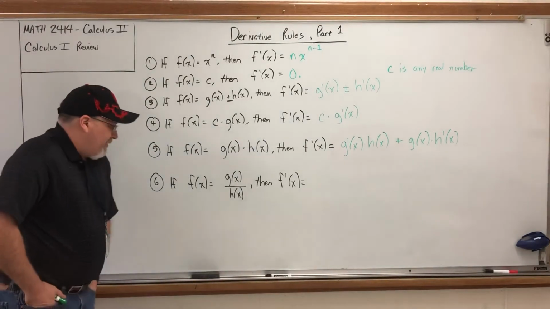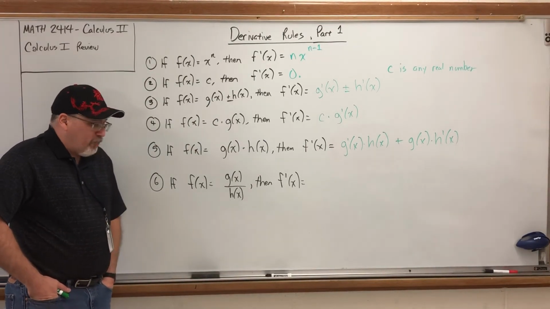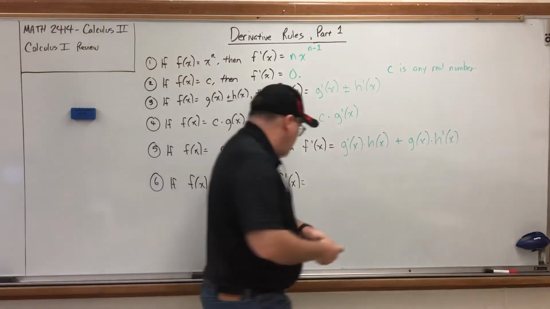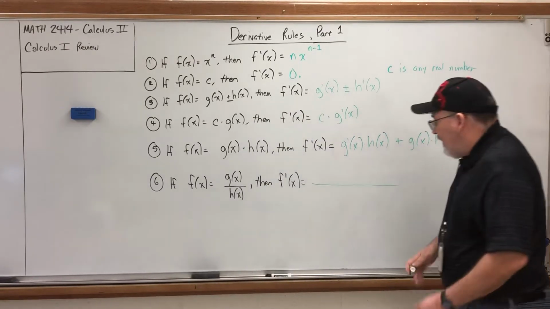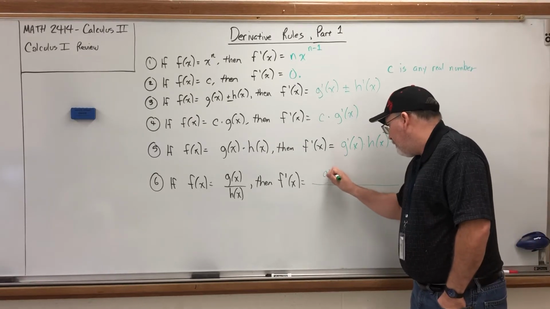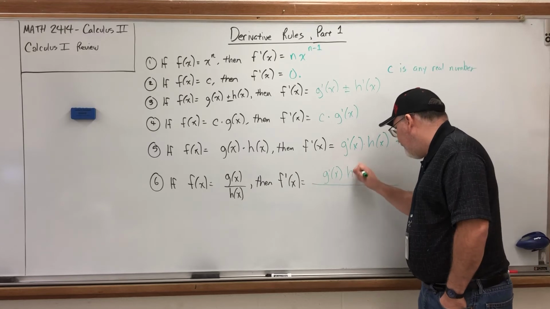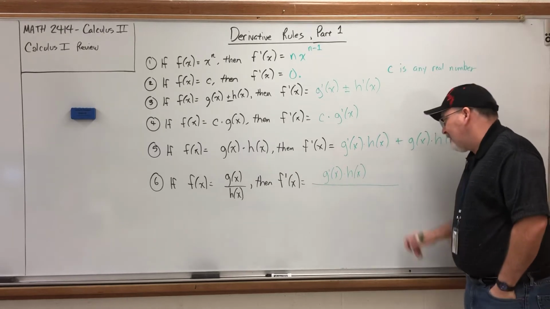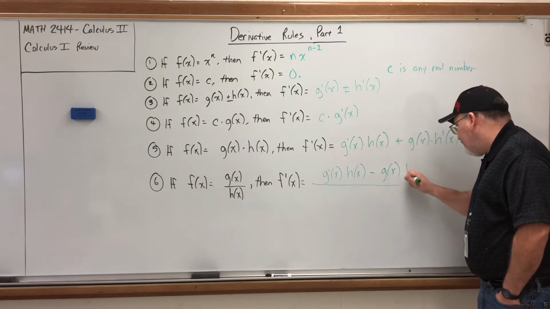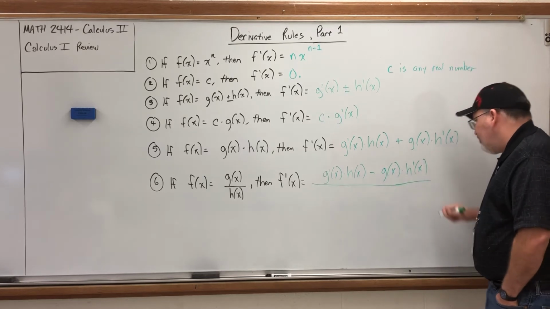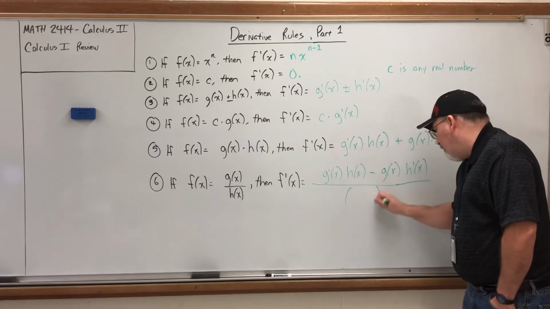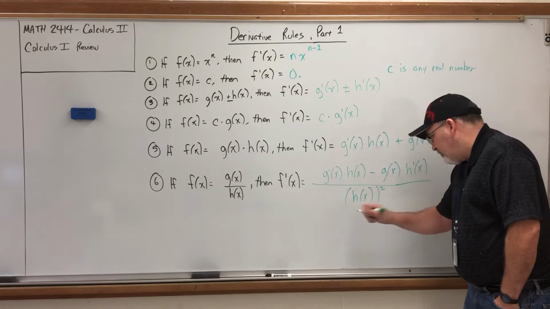All right, number 6. If f of x equals g of x over h of x, then f prime of x equals. This is the quotient rule. There's a lot of gimmicks for the quotient rule, but no matter how you slice it, it goes something like this. It's the derivative of the top times the bottom, so g prime of x times h of x, minus the top times the derivative of the bottom, so minus g of x times h prime of x, all over the square of the function on the bottom.